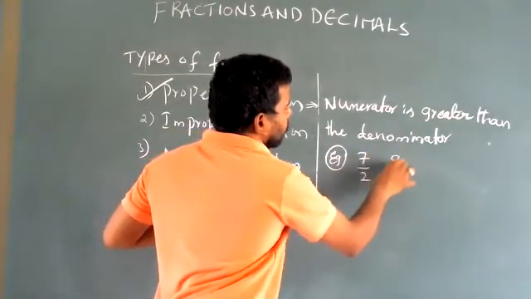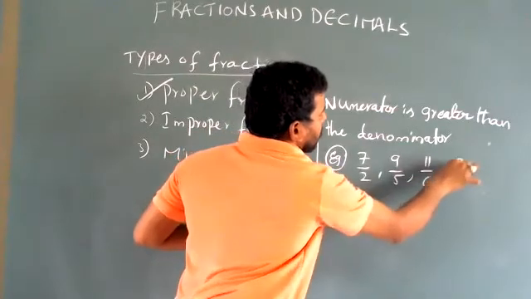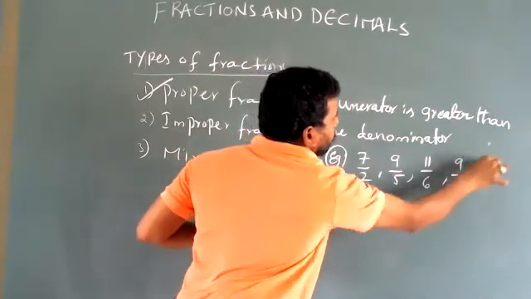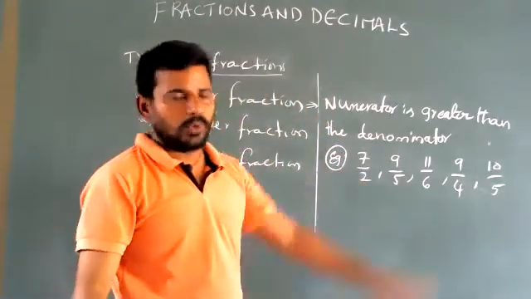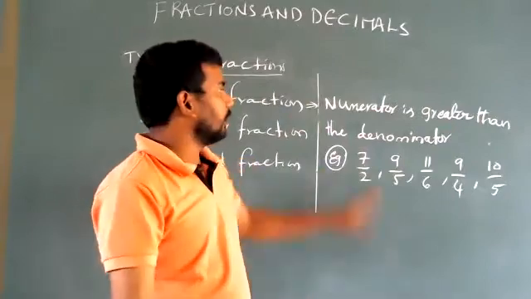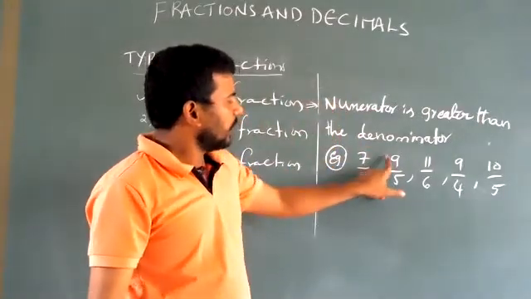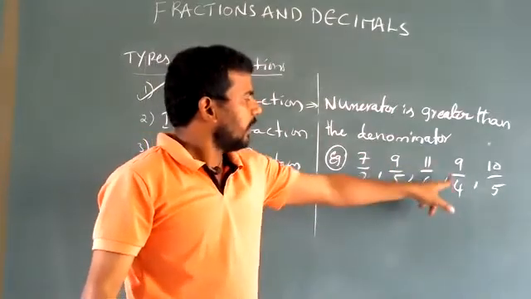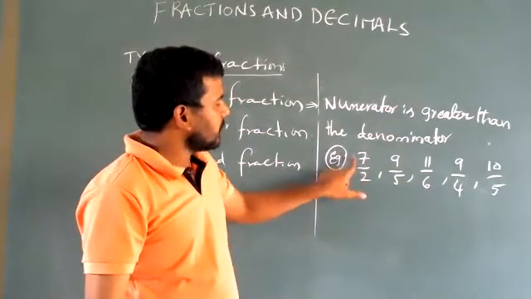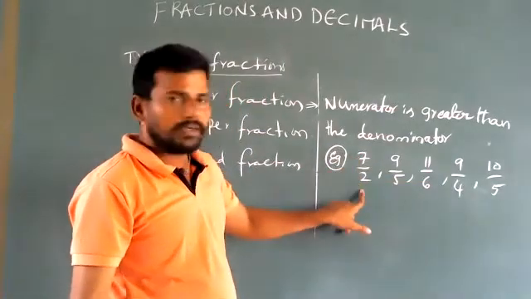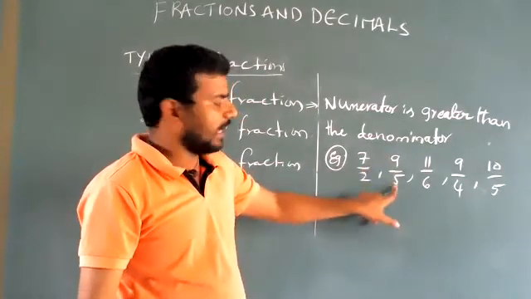7 by 2, 9 by 5, 11 by 6, 9 by 4, 10 by 5. So many examples are there of improper fractions. One structure here: in 7 by 2, 7 is greater than 2. In 9 by 5, 9 is greater than 5.